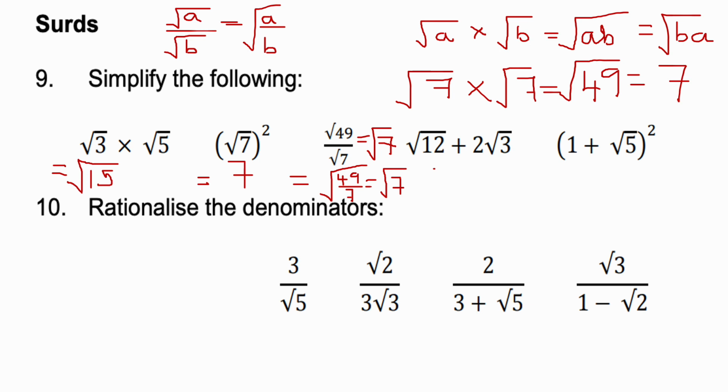Okay, next question, guys. I've got root 12 plus 2 root 3. Now, root 12 is what I call a surd. So a surd is an unsimplified radical. It just means that it gives us a decimal that is non-terminating. Now, because 12 isn't a square number, that's why I class it as a surd, because the square root of 12 doesn't give us a nice number for us to deal with.